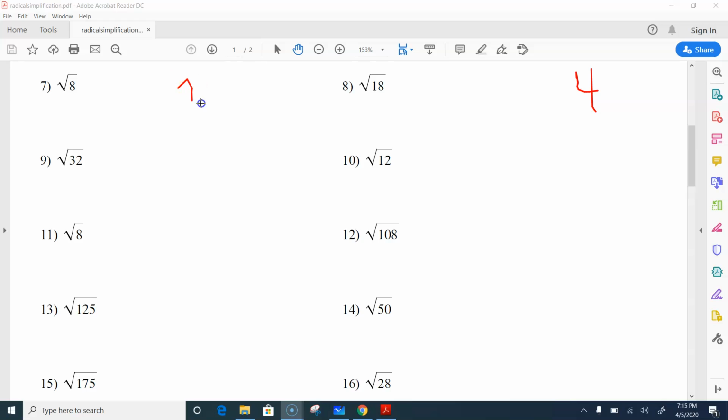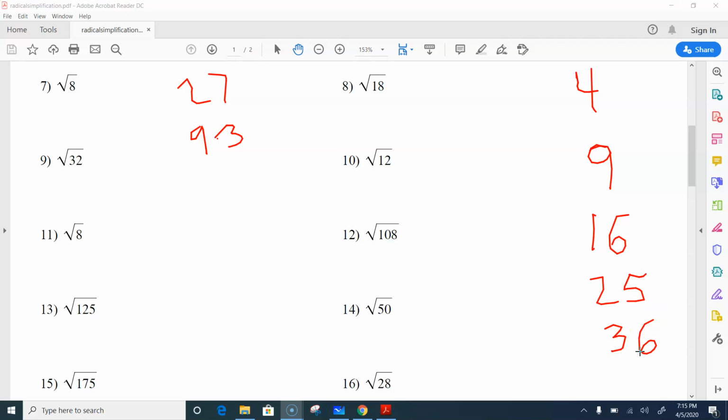But remember, think about 27, right? That's a 9 times a 3. So we can probably find a bigger number than 4 that goes into the 108, right? So let's see, what do we have next? We got 9. That doesn't divide into 108. Then what do we have after that? 16. Does 16 divide into 108? And 16 does not divide into 108. So what's our next one? 25, definitely not. Okay, 36.